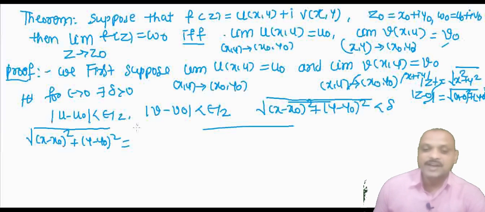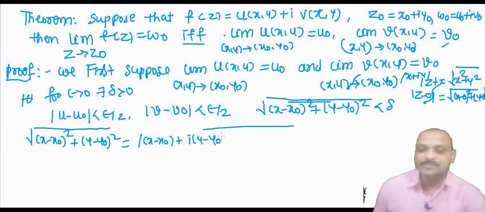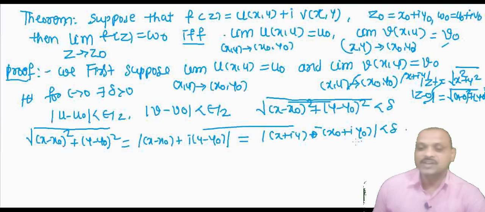So for this we write here the modulus of (x minus x0) plus i into (y minus y0), which is equal to mod of (x plus iy) minus (x0 plus iy0), and this is less than delta. Look at this, this is the point z and this is nothing but z0, so that is mod of z minus z0 is less than delta, right?